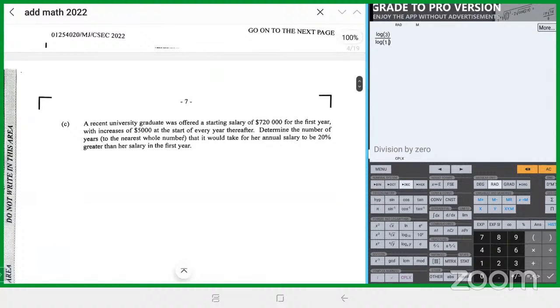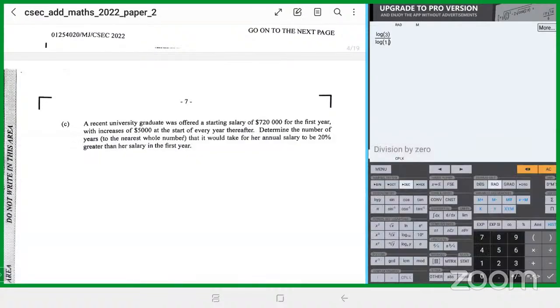It says, a university graduate was offered a starting salary for the first year, and an increase of 5,000 was given at the start of each year thereafter. Determine the number of years, to the nearest whole number, that it would take for her annual salary to be 20% greater than when she started. So this is asking for a term. This question is not asking for a sum, it's asking for a term.